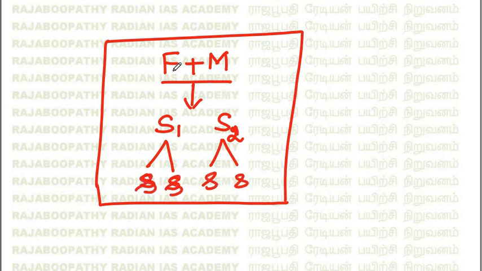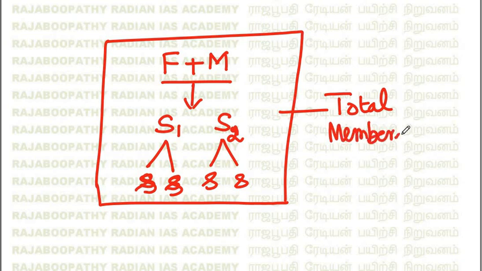So please note that father and mother have two sons. Each son has two sisters. What is the total number of members in the family? Tell me. Total members in the family.